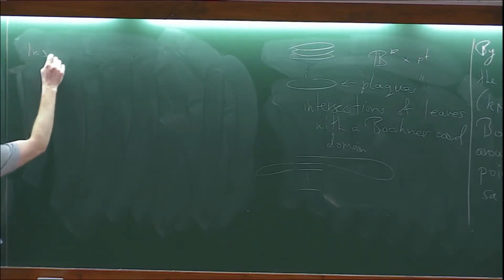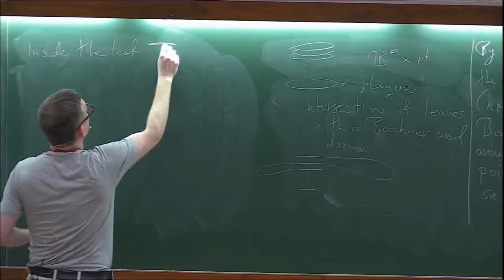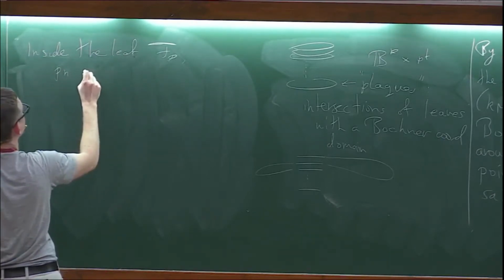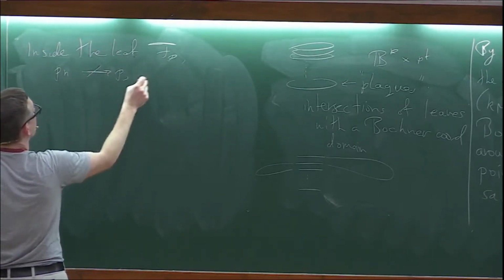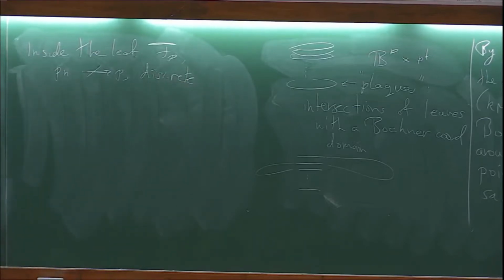So inside the leaf, what do we call it? Pn does not approach P. It's actually discrete because each one has a ball around it. And you might say, well, what if those balls get small? But again, it's the Kobayashi thing. They're all uniformly the same size. It's not too hard to show that, by our Bochner coordinates story, they're all the same size in the Kobayashi metric. So they don't get small.